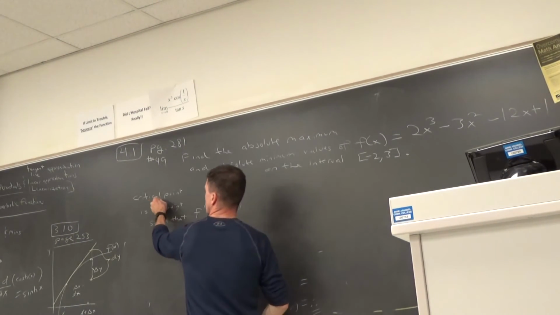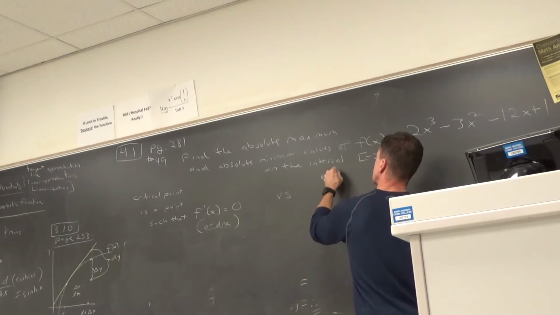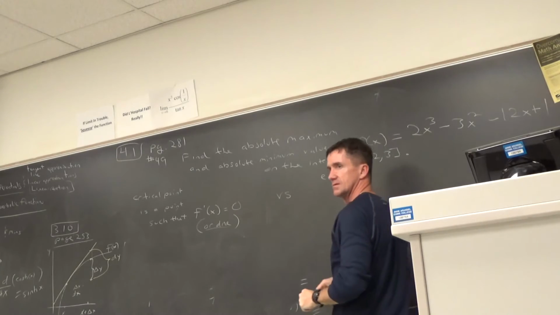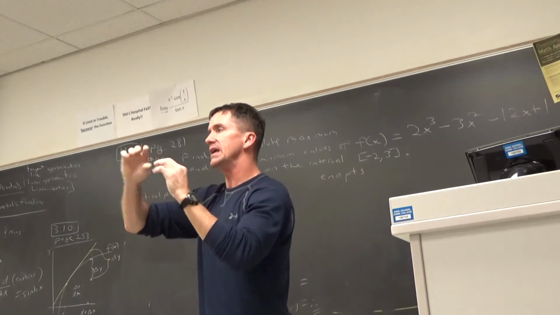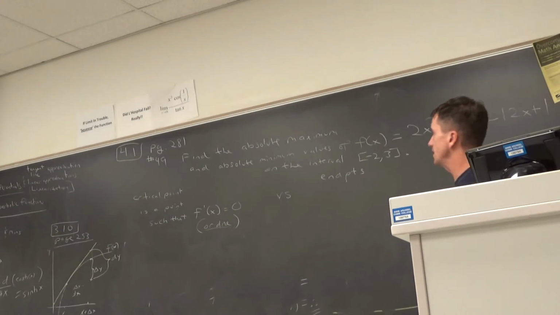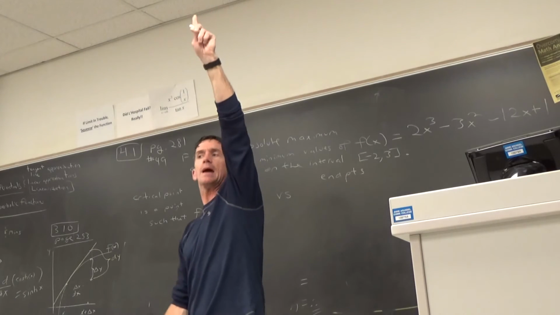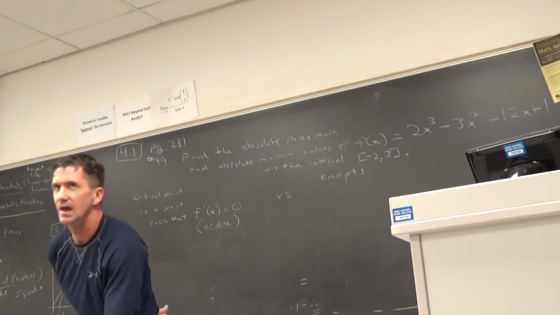But this is what we're doing for this problem. We're going to check our critical points versus our endpoints. Does that sound good? We're going to find our critical points and our endpoints, and we're going to take each one of these x values and plug it into that. And who's going to win the game? The absolute max is going to be the absolute highest y value. The absolute min is going to be the absolute lowest. And then we're all done.